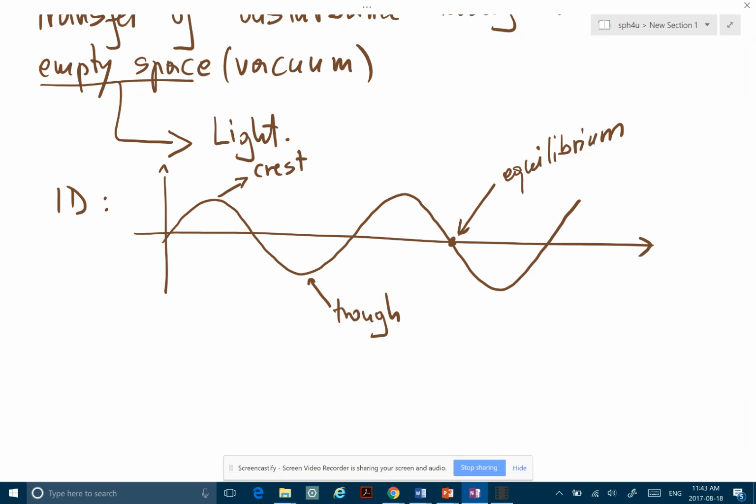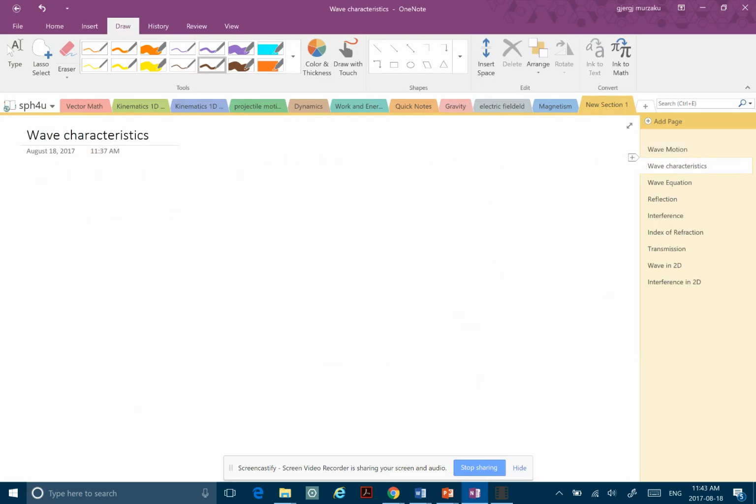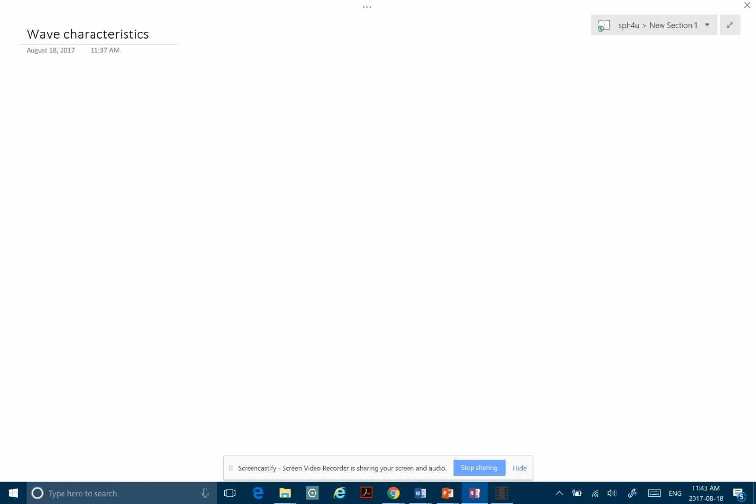Now it's time to actually introduce that there are types of waves such as transversal, longitudinal, and whatnot, which you may have talked about previously. We're going to focus on transversal waves, and light is one of those types of waves. All right. So let's introduce the wave characteristics as we may have done them before.